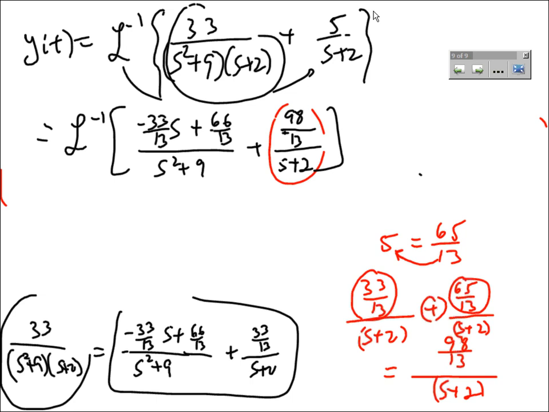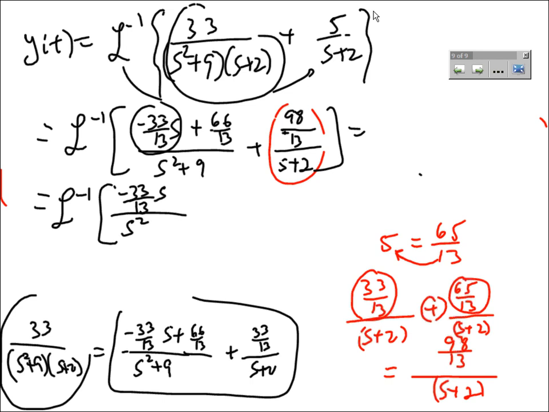Okay. We still have a lot of simplification that we're going to do. This becomes the inverse of this over s squared plus 9. Again, you can skip any of these steps that you see. Plus 66 over 13 over s squared plus 9, plus 98 over 13 over s plus 2.